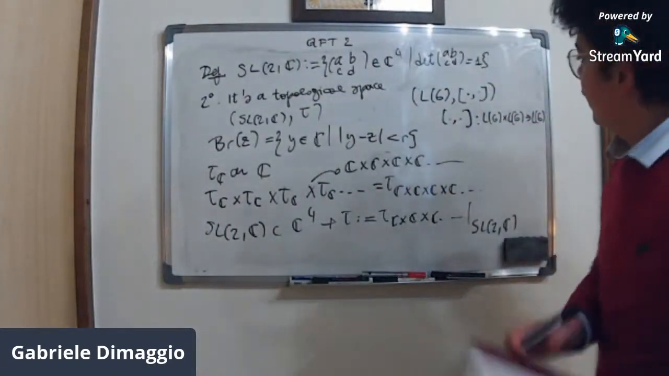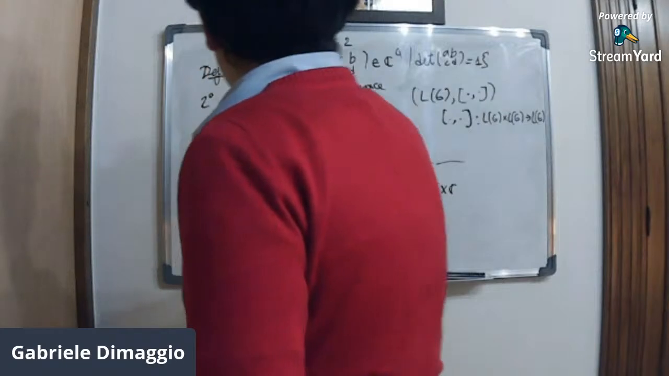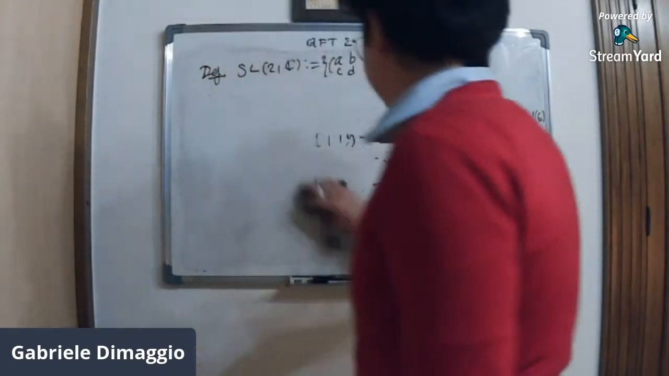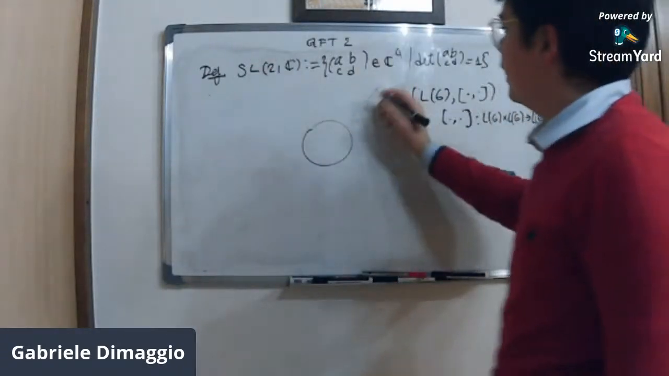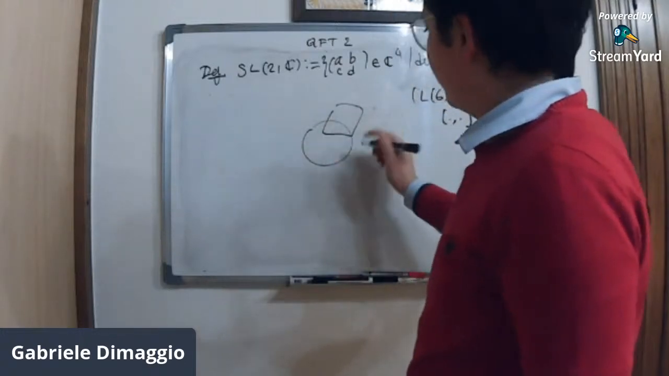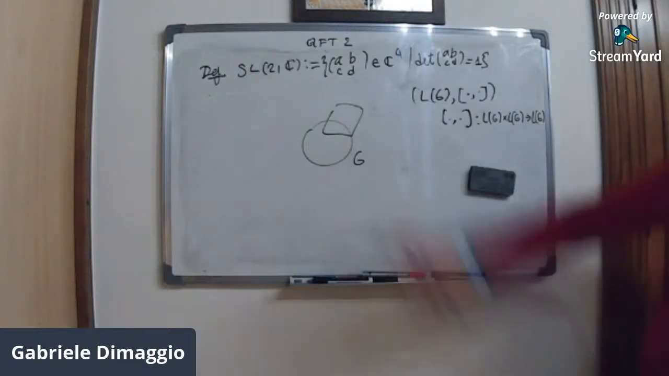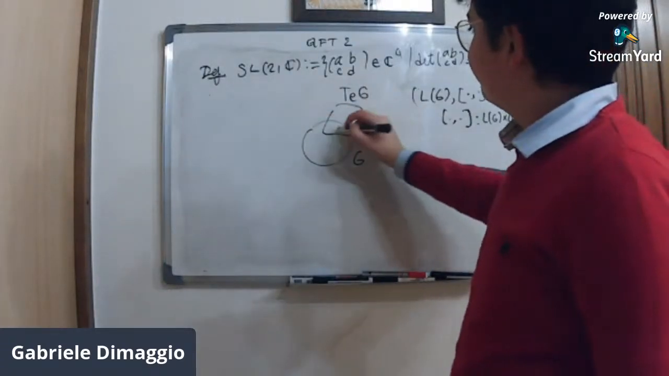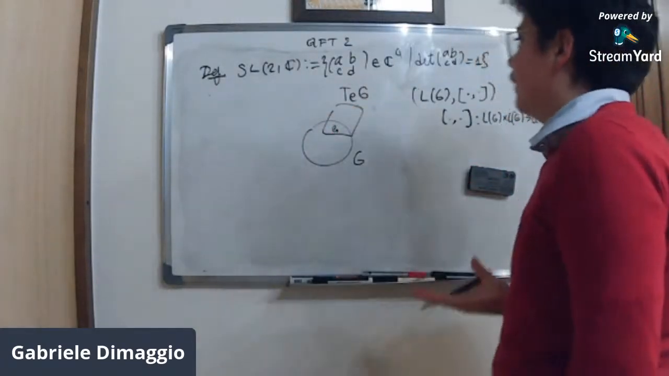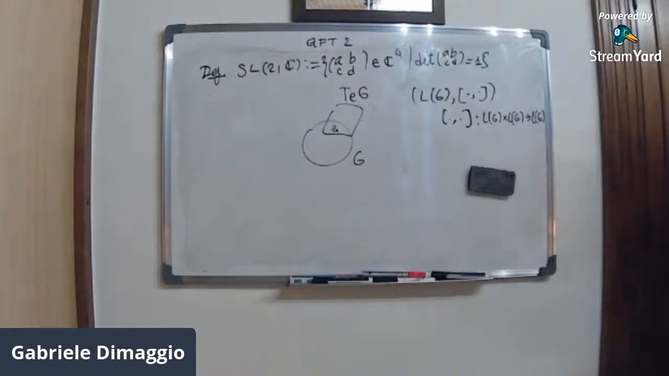Because of course, if I have a manifold, and then a manifold with a group structure, so it's a Lie group, and then I have a tangent space at the identity over the group, I have that this space is isomorphic to the Lie algebra L of G.